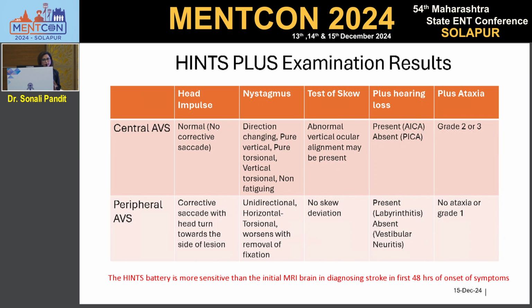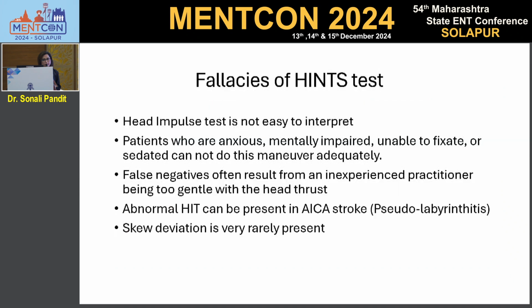They have now come up with two more features to the original HINTS, that's hearing loss and ataxia. If somebody is coming with a normal head impulse test, with direction changing, pure vertical, pure torsional, non-fatiguing vertical torsional nystagmus, with or without skew deviation, hearing loss, which is present in ICA stroke, absent in PICA stroke, with severe ataxia, grade 2 or 3 ataxia, goes more in favor of stroke.